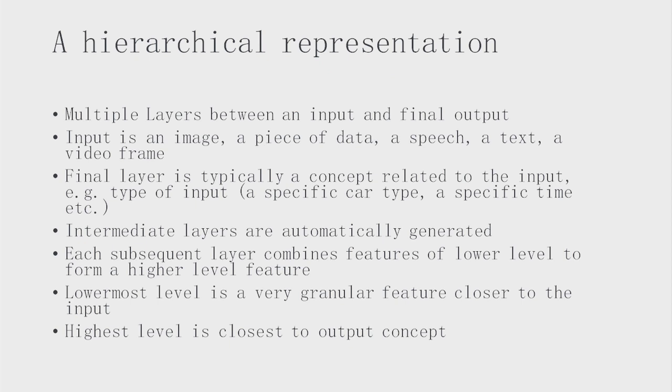The lowermost layer is a very granular feature closer to the input. The outermost layer will be the one closest to the output. Suppose you're discovering the type of malignancy, whether a tumor is malignant or benign, it will be closer to that. Or if you want to describe the type of car, it will say this type of car is, or let's take face.